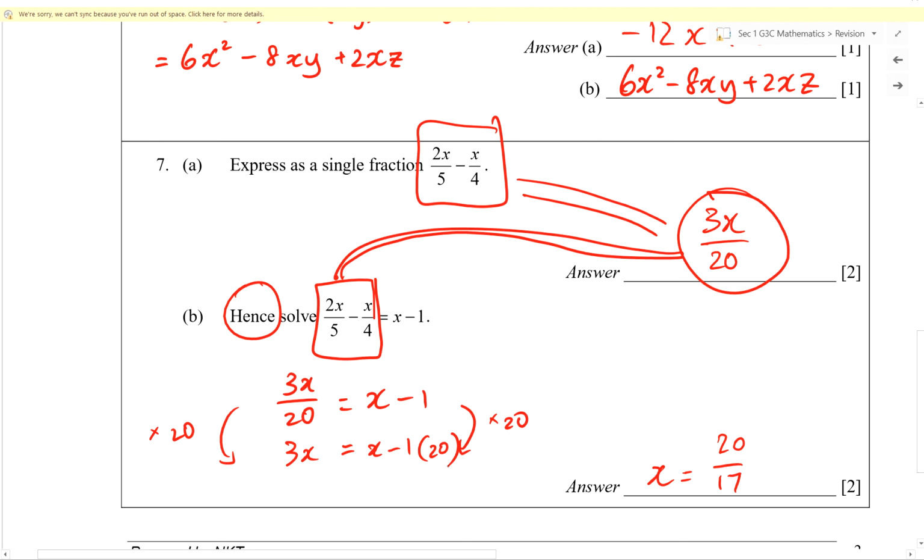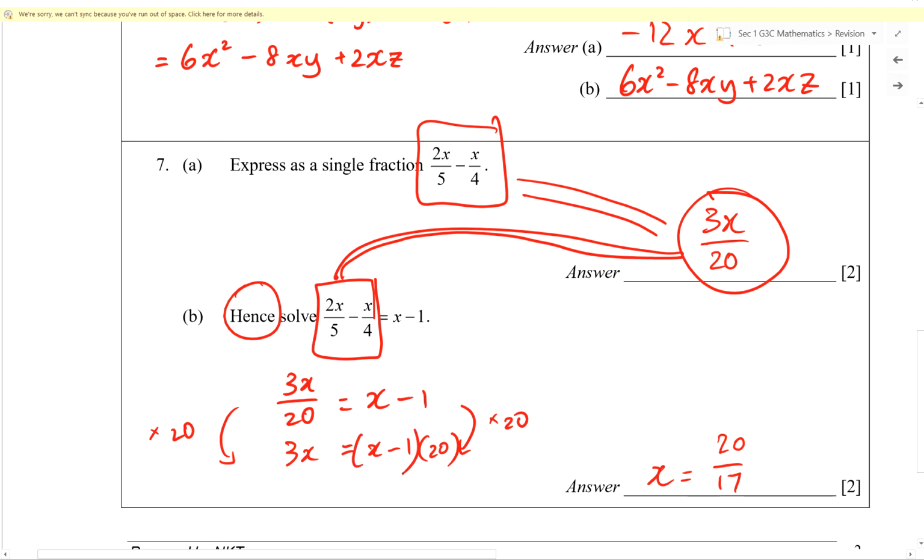Who thinks it's okay? Raise your hand. Who thinks it's not okay? Raise your hand. Sean, what do you think? Not okay. Why not okay? Oh, he says that this 20 is just multiplied to -1 when it should be multiplied to everything, including the x. So we have to put the brackets like this.